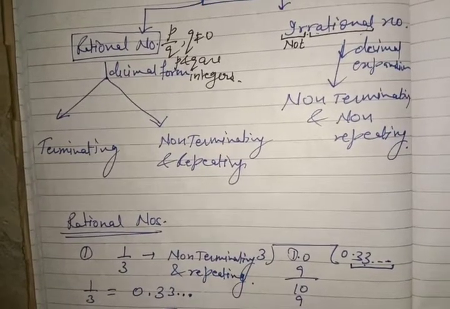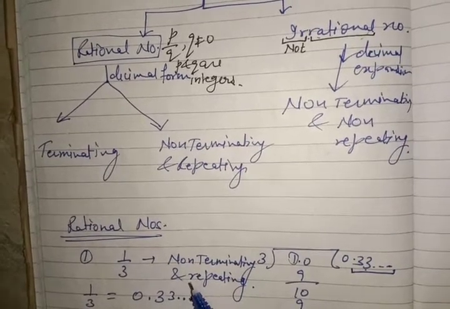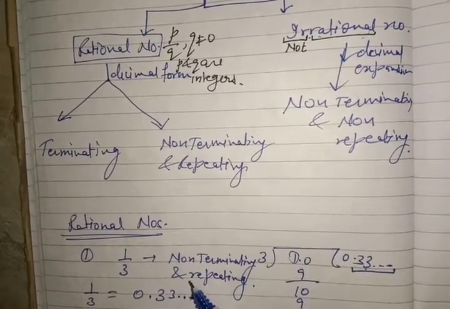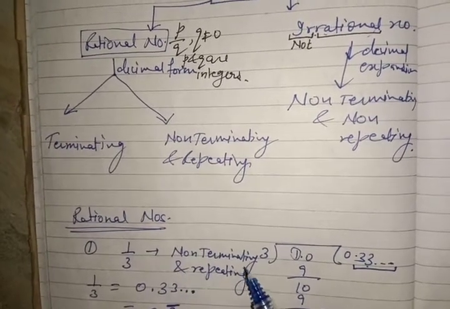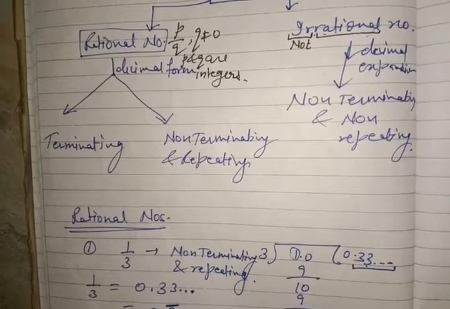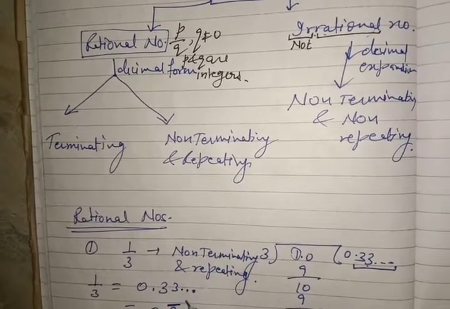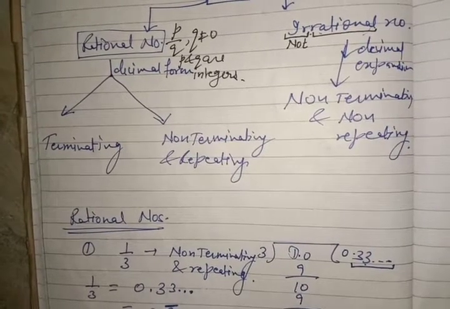You have already done this in your 9th class also. Still, any doubt you can ask in the comment box. At last I will give you one assignment also, with all the important questions of this exercise. So it is non-terminating and repeating. What is repeating? 3 is repeating. 3 is coming again and again.